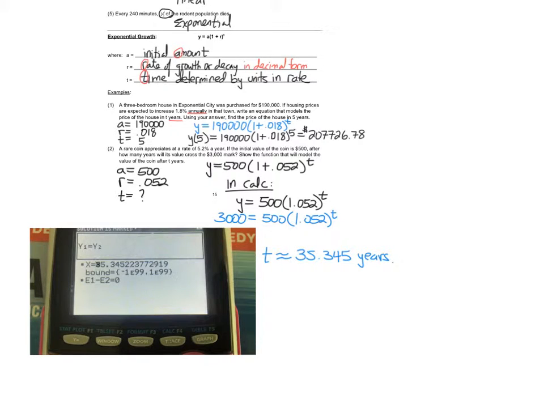and it's going to drag me to the correct answer. All right, so it's telling me that it's going to take 35.345 years, I think. I've got to go back to the problem in a sec, but it's going to take 35.345 units of time, whatever the units of time were, to get to $3,000 in value.